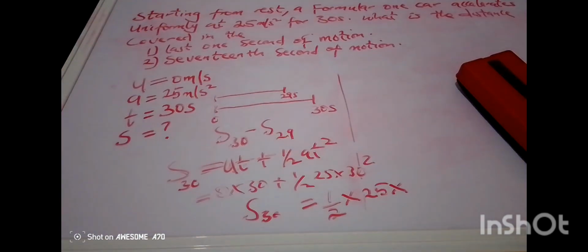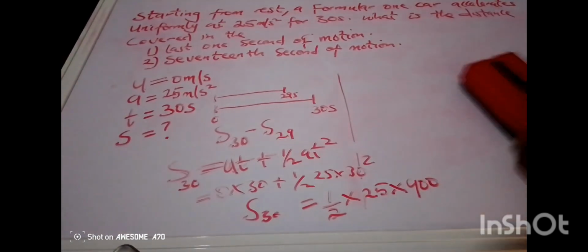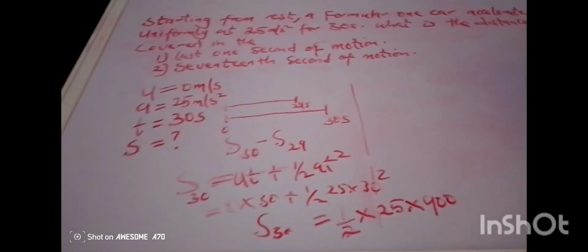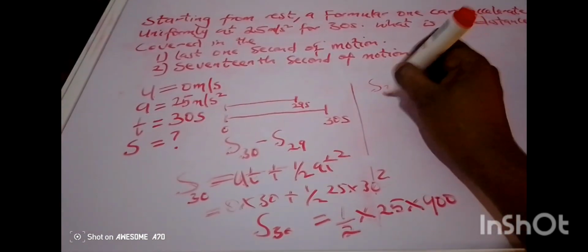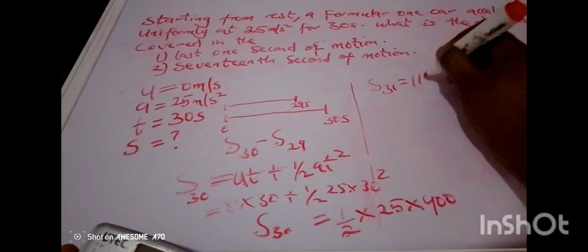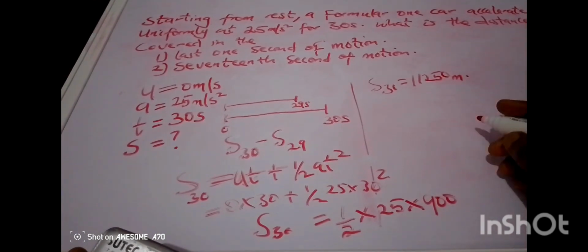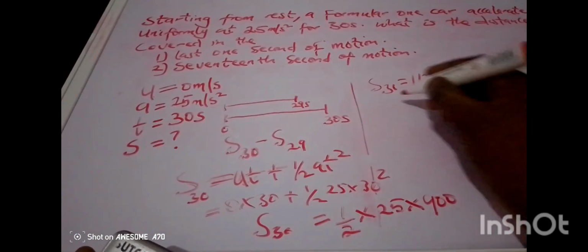Let's take our calculator now. What is 30 squared? It is simply 900. That's straightforward. So our S at 30 is going to be 25 multiplied by 900, then divided by 2, and it's going to be 11250 meters.